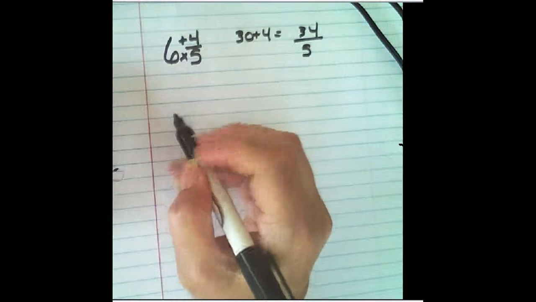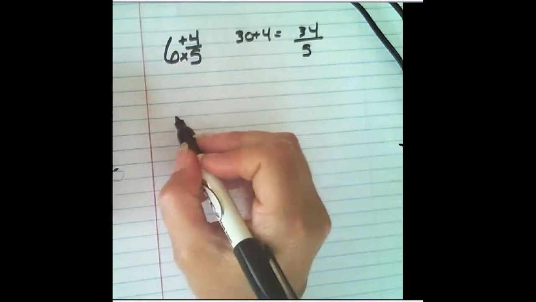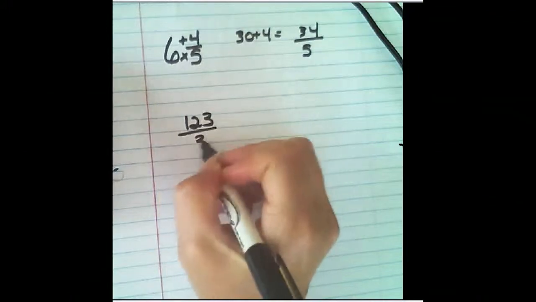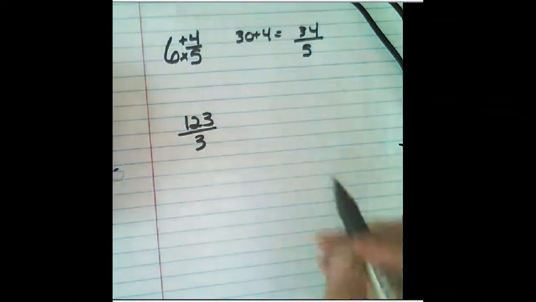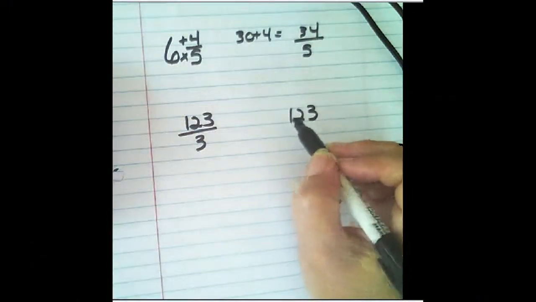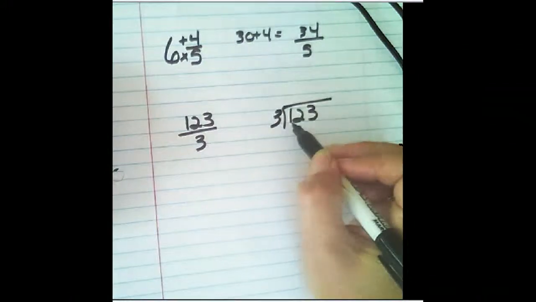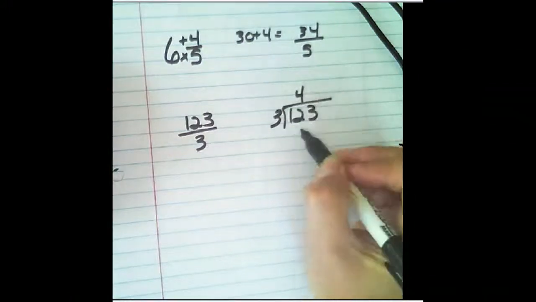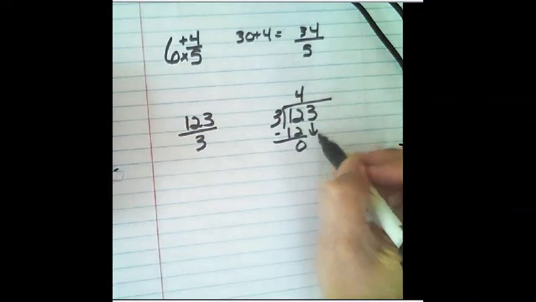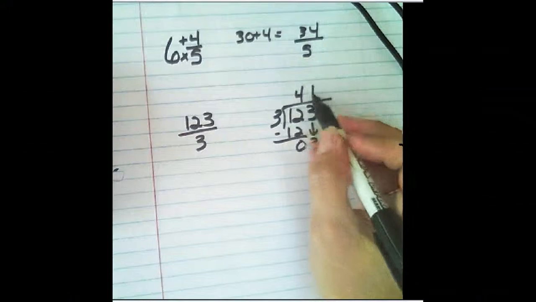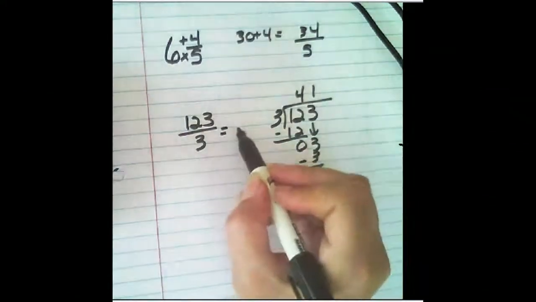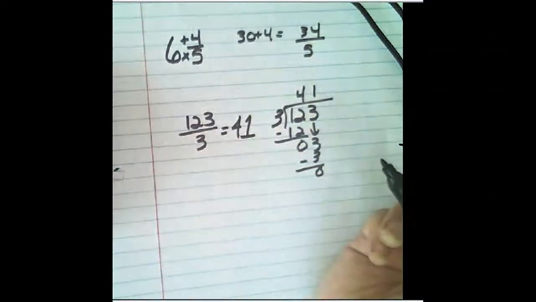I wanted to look at another problem that I just forgot to talk to you about with an improper fraction. What if I had 123 thirds? Remember, it's just a division problem. So I would take 123 and divide it by 3. 3 goes into 12 4 times. 4 times 3 is 12. 12 minus 12 is 0. I go to my next column. Bring down the 3. 3 goes into 3 once. And you'll notice here we have 0 as a remainder. So this would just be the whole number 41.